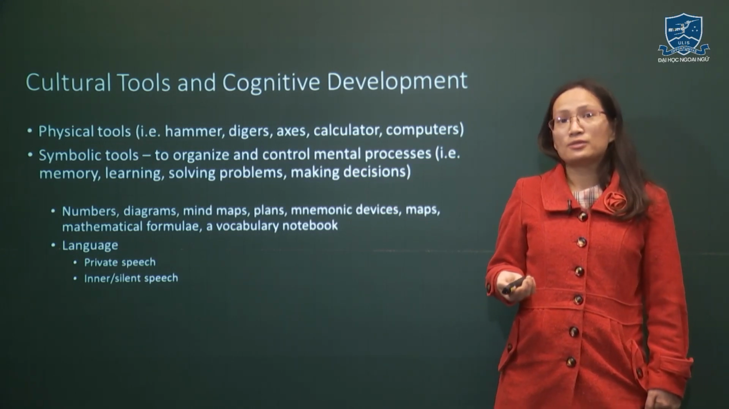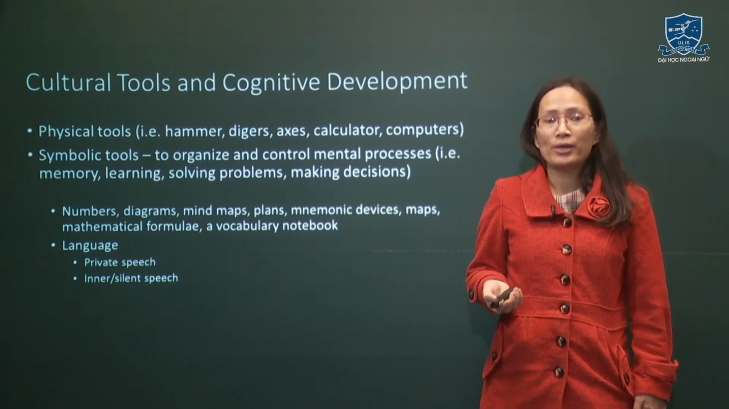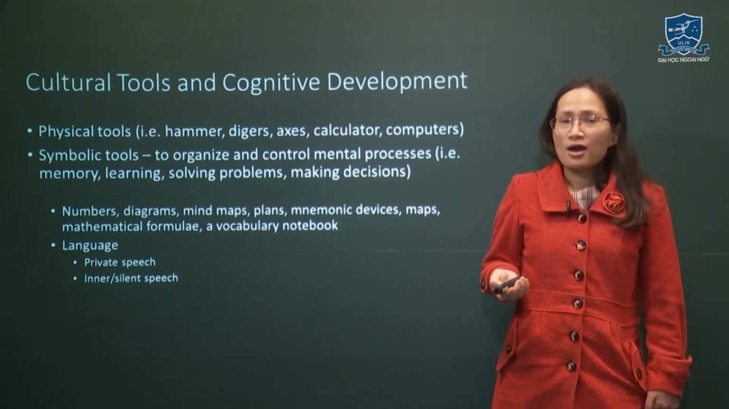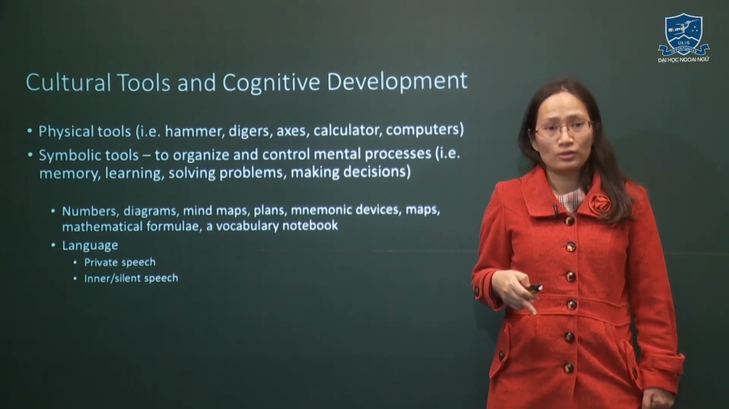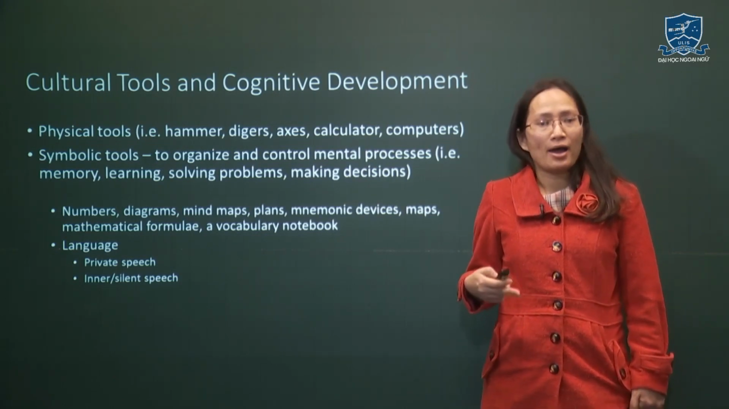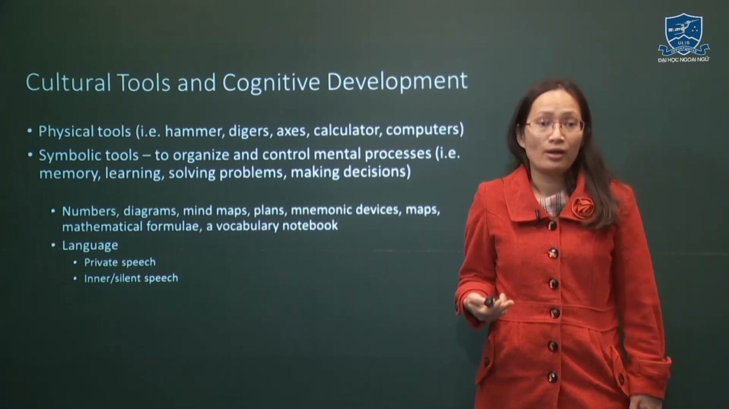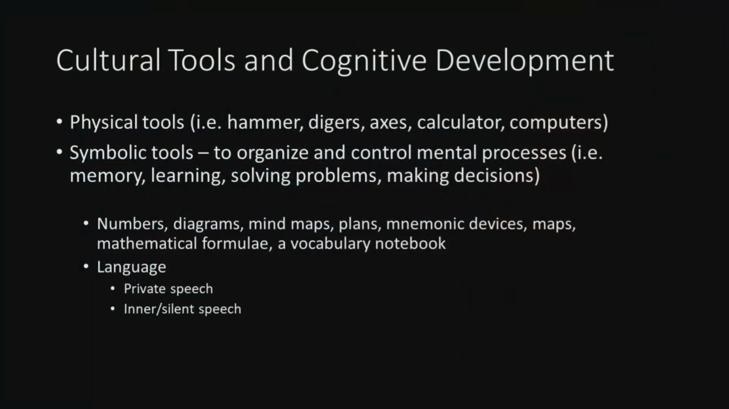Another feature of Vygotsky's theory is the relationship between cultural tools and cognitive development. The cultural tools can be physical or symbolic tools. Physical tools can be hammers, diggers, axes, calculators, computers, as you may know. And examples of symbolic tools can be number diagrams, mind maps, plans, mnemonic devices, maps, mathematical formulae, vocabulary notebooks.